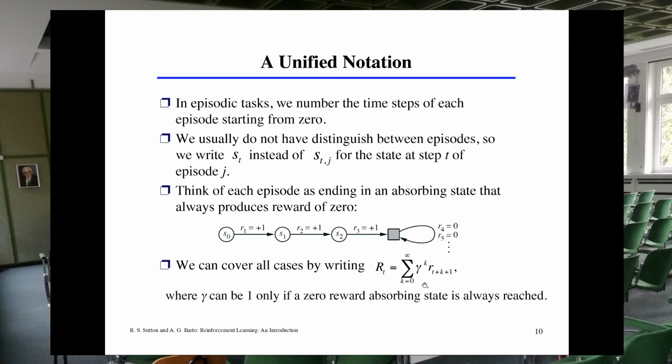So what you can do, if you can make sure that this is going to have a terminal state, you can simplify gamma by making it 1. If not, you can usually consider this to be a number between 0 and 1, like 0.1 or 0.2. As it says here, gamma can be 1 only if a 0 reward absorbing state is always reached, to avoid having an infinite return.